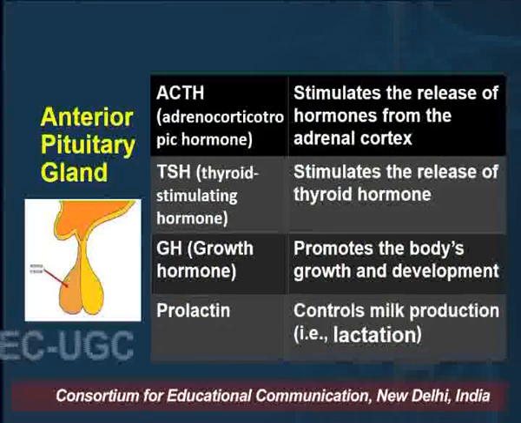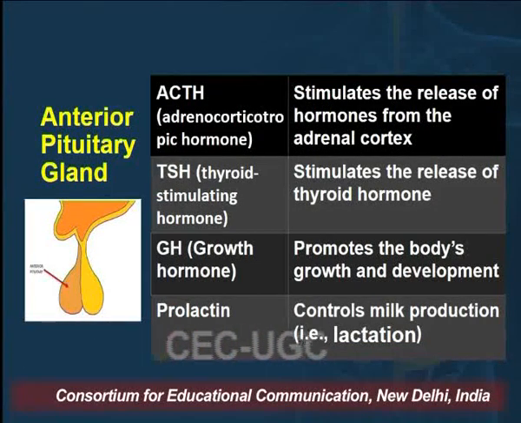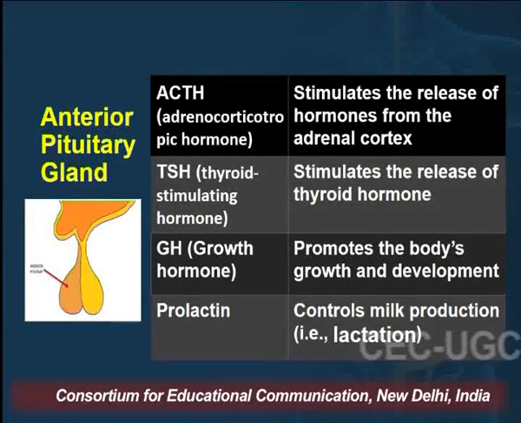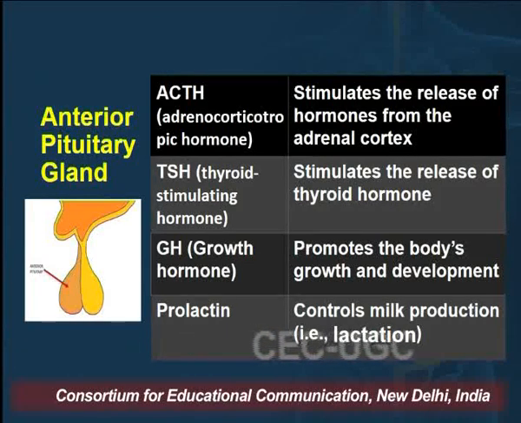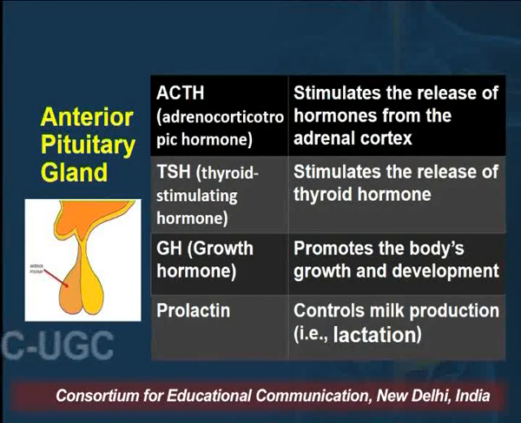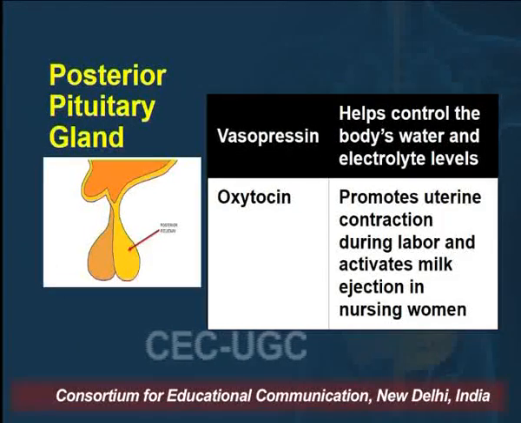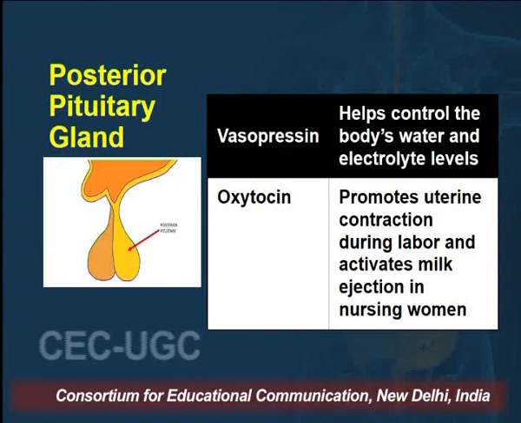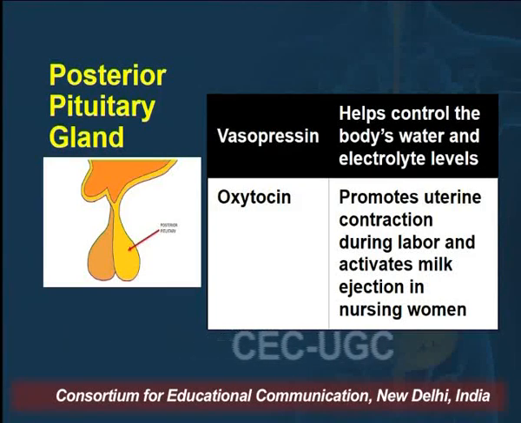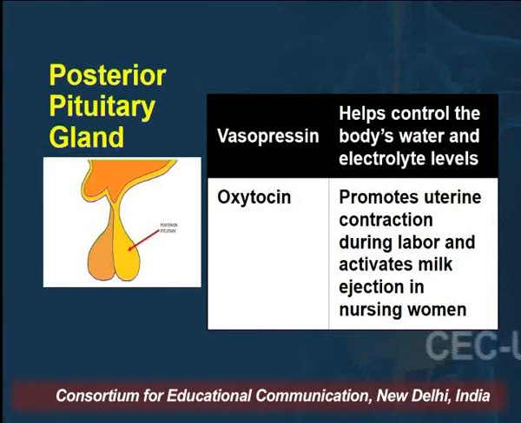Then TSH, that is thyroid stimulating hormone, stimulates the release of thyroid hormone. Then GH, that is growth hormone, promotes the body's growth and development. Then prolactin controls production of milk, that is lactation. Then vasopressin helps control the body's water and electrolyte levels. The last one is oxytocin, which promotes uterine contraction during labor and activates milk ejection in nursing women.